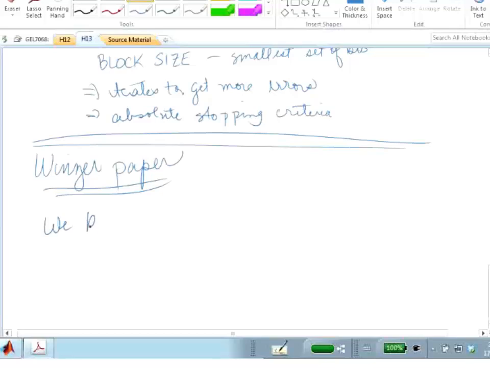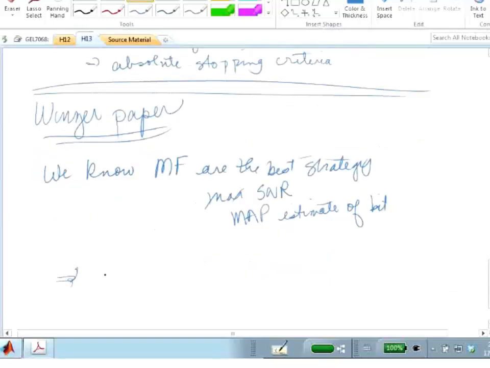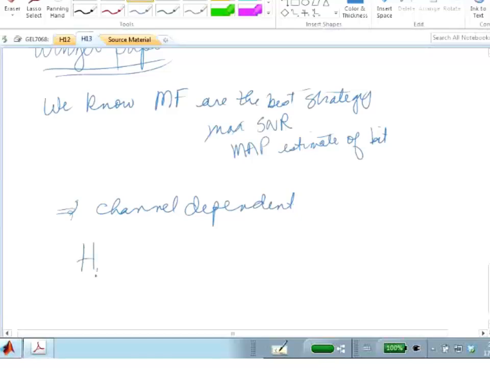We know that matched filters are the best strategy. They will truly maximize SNR and give you the maximum a posteriori estimate of the bit. So they're good in that respect, but they're bad in another respect, which is that they're channel dependent, because they really should be matched to the transmit pulse shape, whichever one we use.